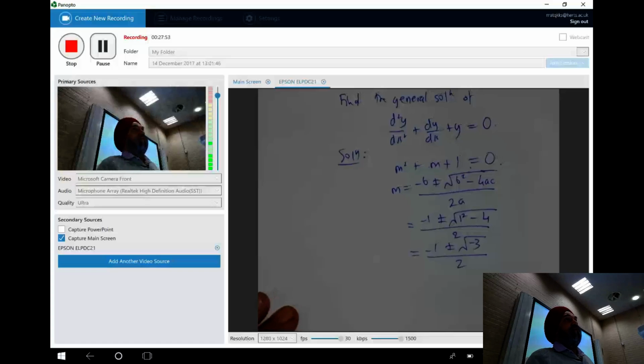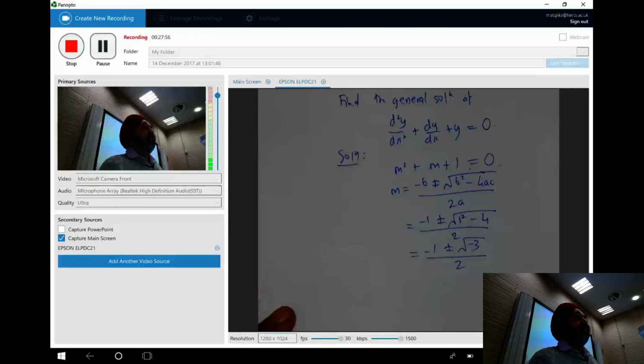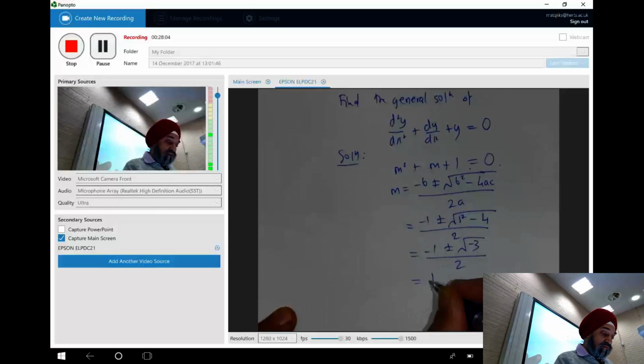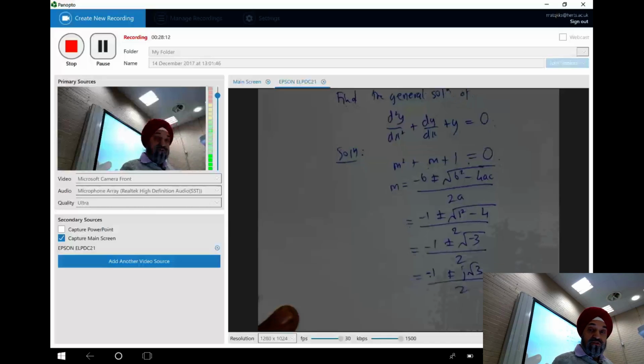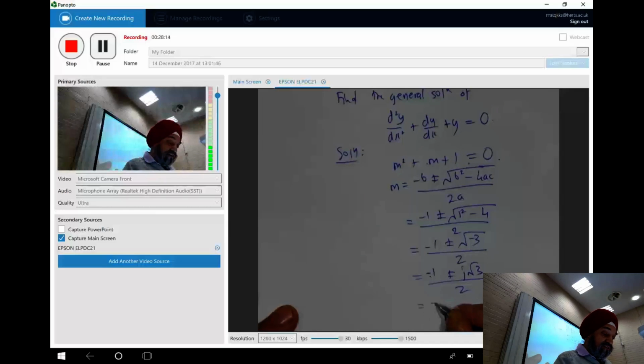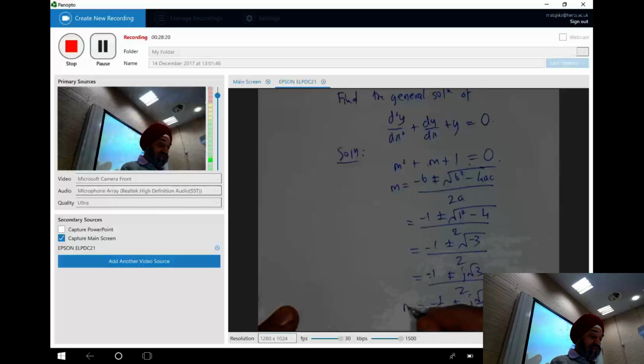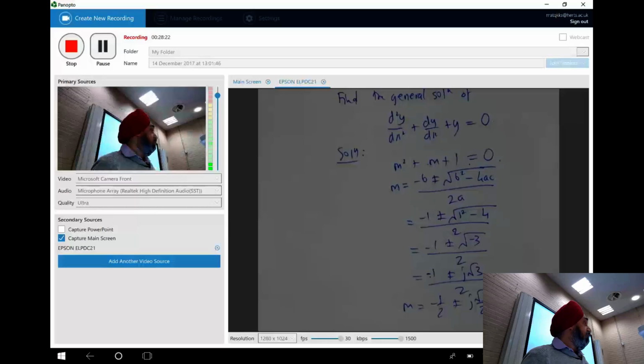What's the problem with square root of minus 3? What is that equal to? j root 3, isn't it? So this is minus 1 plus or minus j root 3 all over 2, which we can also write as minus a half plus or minus j root 3 over 2. That's my solutions. That's what my m is equal to.